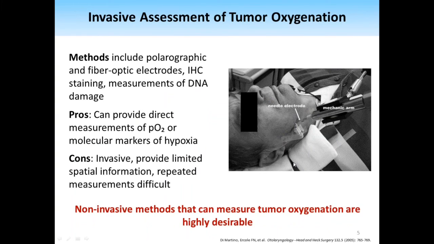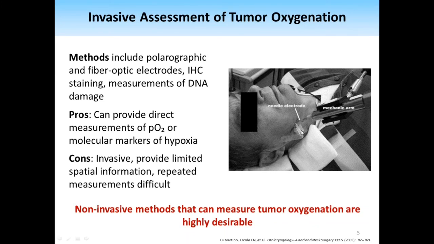Traditionally, the methods that have been used to measure tumor oxygenation are very invasive. Some of the more traditional methods are polarographic electrodes and fiber optic electrodes, immunohistochemical staining for markers of hypoxia, and measurements of DNA damage.